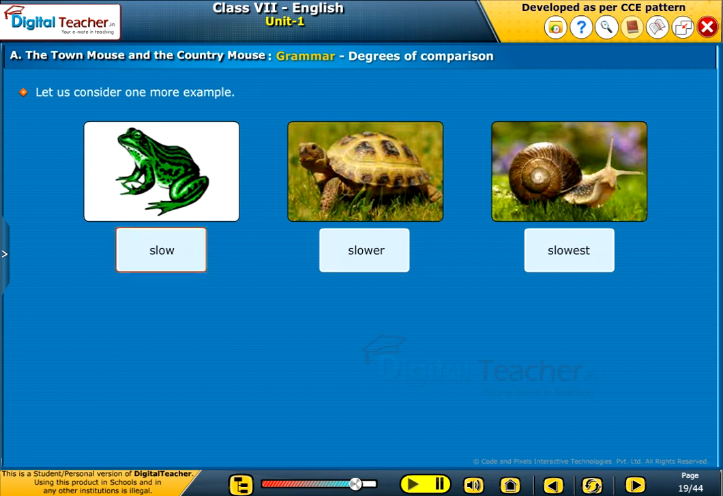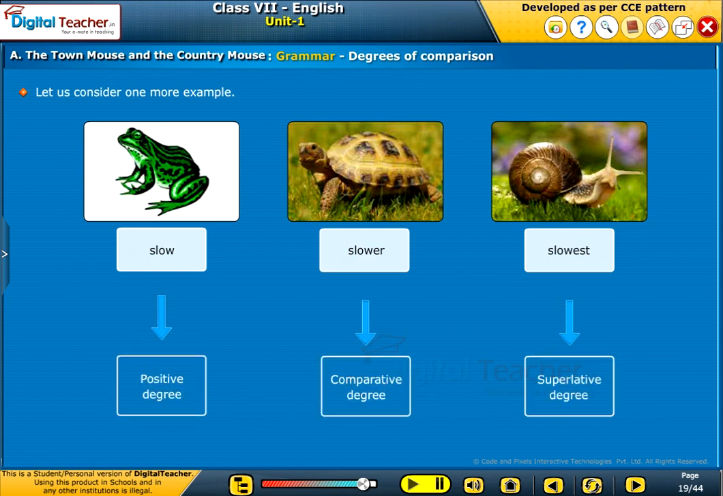The words slow, slower, and slowest are adjectives in different degrees of comparison, that is, positive, comparative, and superlative respectively. Usually, addition of er as a suffix to the word in positive form gives its comparative form, and addition of est as a suffix to the word in positive form gives its superlative form.